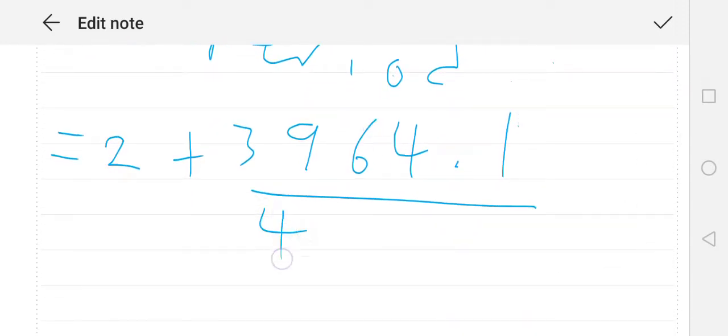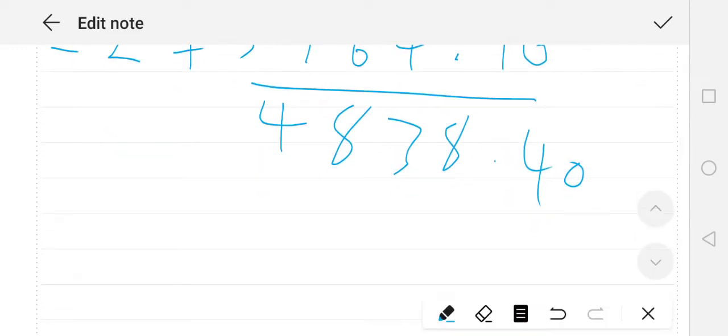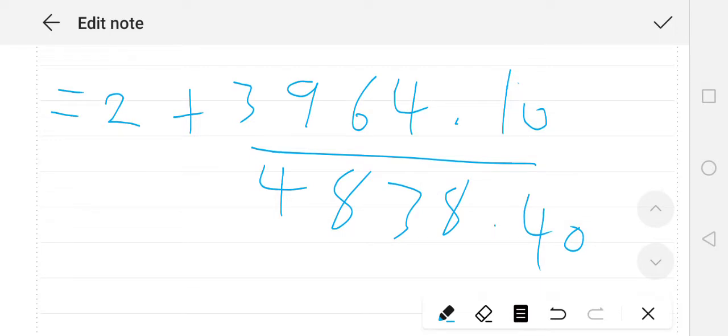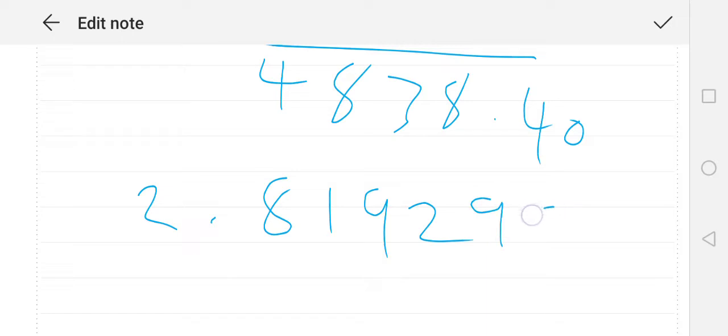So you come to the formula here. We have 4838.4. So when we punch this on a calculator, we're going to get 2 plus 3964.1 over 4838.4, and then we have 2.819299769. So this is the answer you get.